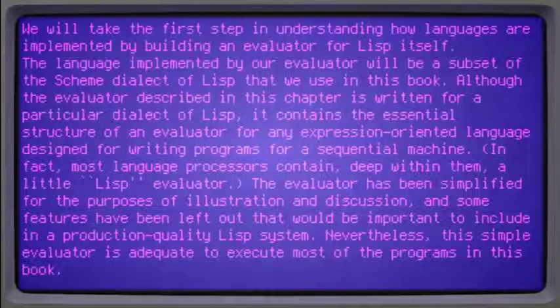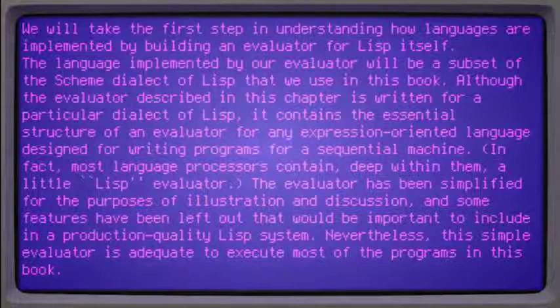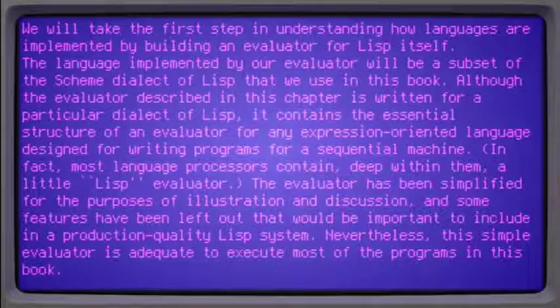The language implemented by our evaluator will be a subset of the Scheme dialect of Lisp that we use in this book. Although the evaluator described in this chapter is written for a particular dialect of Lisp, it contains the essential structure of an evaluator for any expression-oriented language designed for writing programs for a sequential machine. In fact, most language processors contain, deep within them, a little Lisp evaluator.